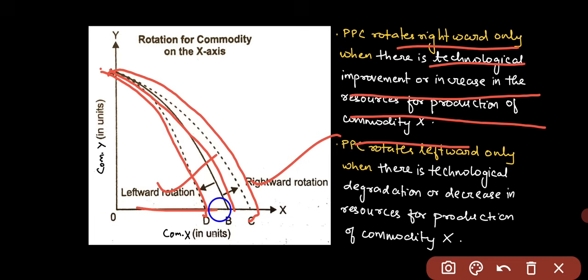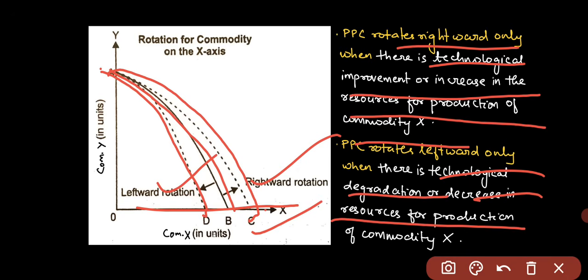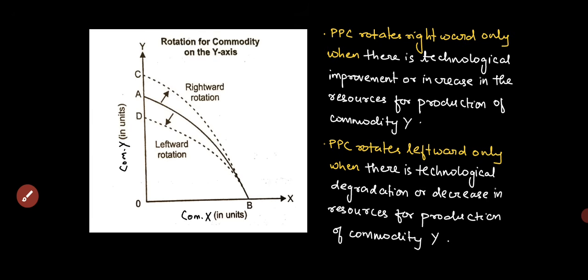You see, the OX axis indicates commodity X, right? So, in the OX line there is rotation. When it shifts from B to point C, then we say there is technological improvement, there has been an increase in resources for production of commodity X. If there is leftward rotation, we say there is technological degradation or a decrease in resources for production of commodity X, right? Similarly, if rotation for the commodity on the Y axis is there, you see here.